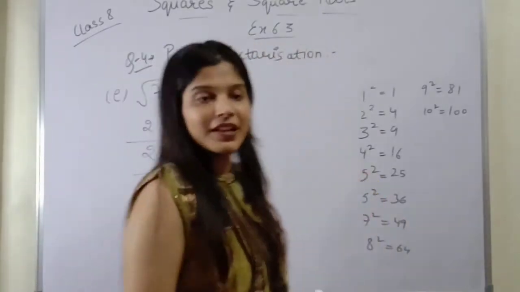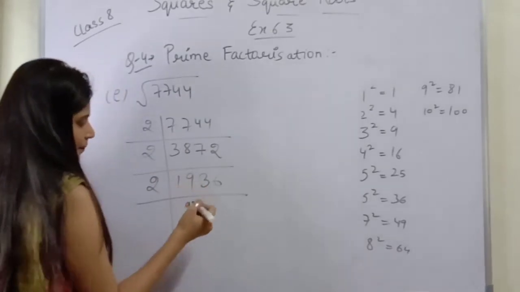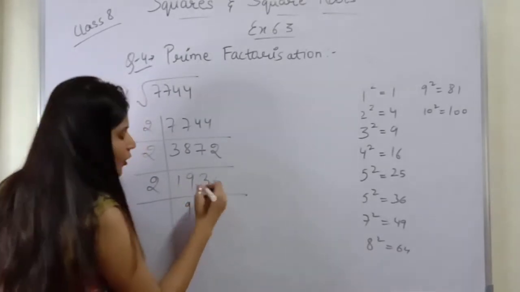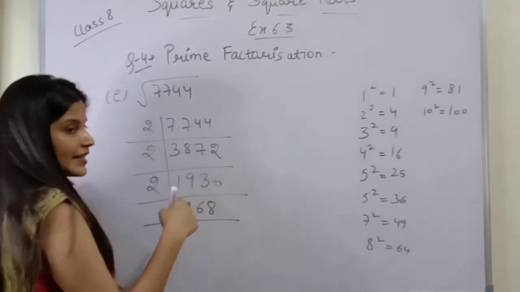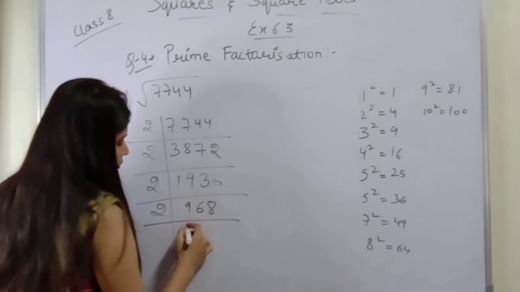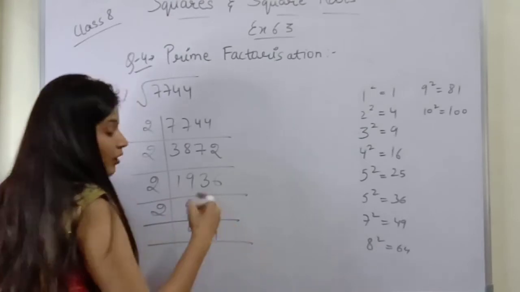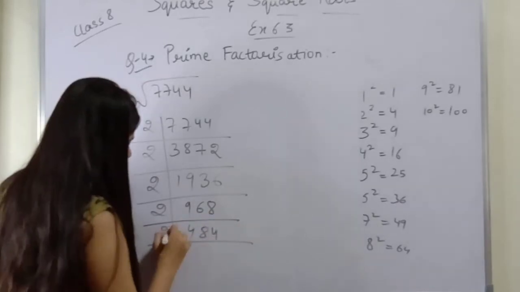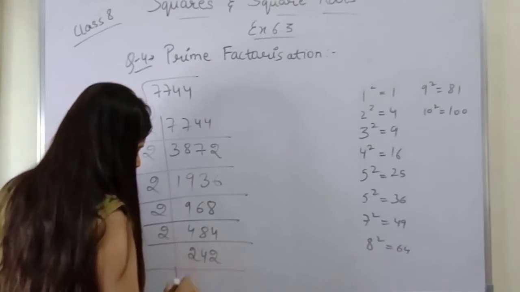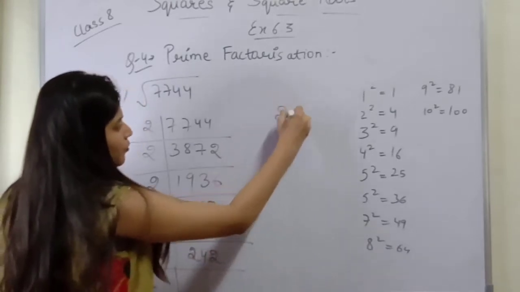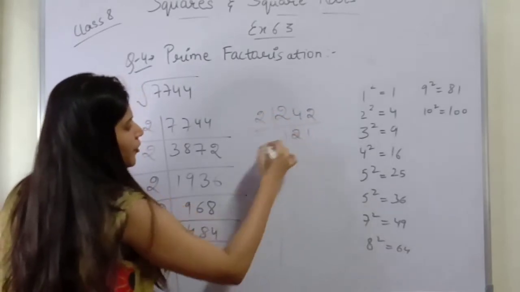Okay, so 1936 is again a multiple of 2. So 2 9s are 18, 2 6 are 12 and 2 8s are 16. Again 968 is a multiple of 2. So 2 4s are 8, 2 8s are 16 and 2 4s are 8. 484 again a multiple of 2. 2 2s are 4, 2 4s are 8, 2 2s are 4. 242 again a multiple of 2. So 2 1s are 2, 2 2s are 4, 2 1s are 2.